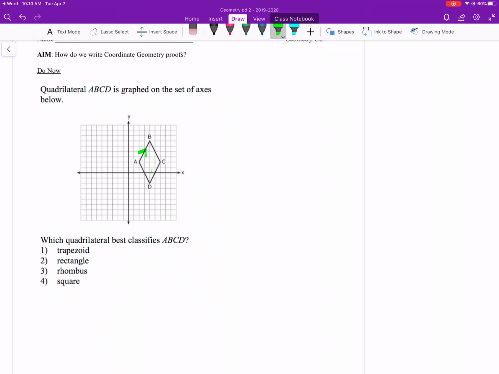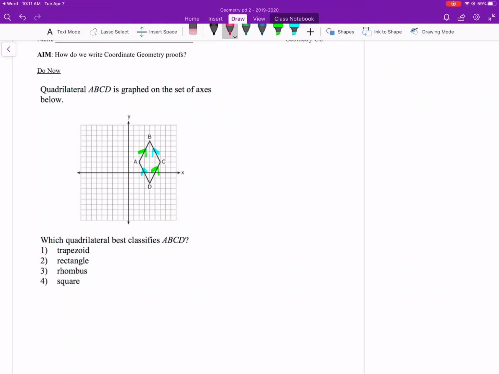AB is parallel to CD. Those both have a slope of up 4, right 2, so 2 over 1, simplified. And in addition to that, BC and AD are also parallel. So we have a parallelogram, cannot be a trapezoid. Choice 2, rectangle, nope. No right angles. Okay, those slopes of the consecutive sides are not opposite reciprocals.